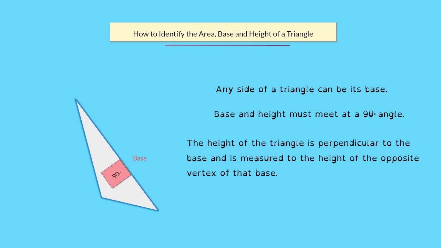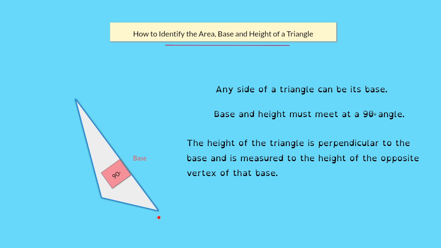So I need to figure out what is the opposite vertex to this base. Okay, and so where are my vertices? I have a vertex here. I have a vertex here. And I have a vertex here. And so which one does not touch the base? That is my opposite vertex.